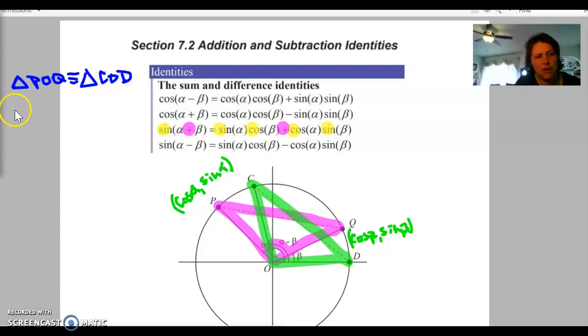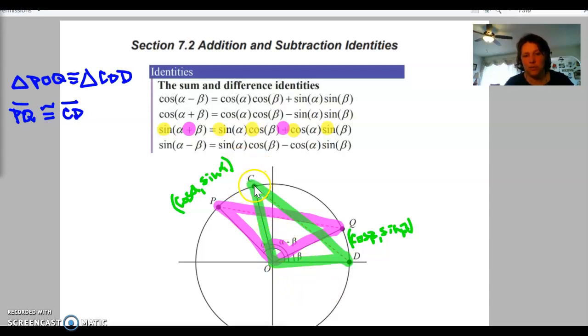Okay? And then from there, because I know those two triangles are congruent, I can also say that the line PQ is congruent to the line CD. And if you remember, that's the congruent parts of congruent triangles theorem from geometry. So because we know those two lines are equal to one another, we can use that information to get the formulas that we have.